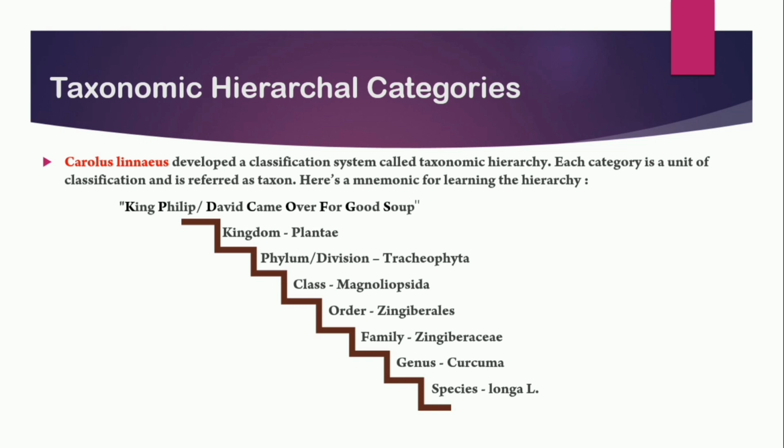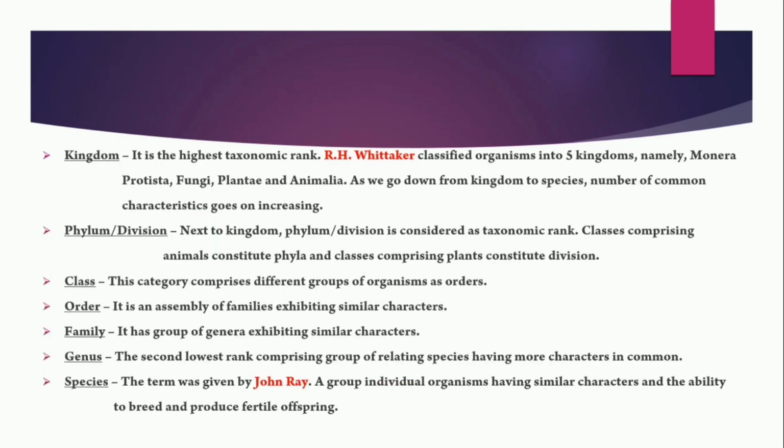Now, you must be thinking why I have written the second category as phylum or division. We use phylum if I am talking about animals, and we use division if I am talking about plants. So these two terms are according to plant and animal. Okay, now, what are kingdom, phylum, class, order, family, genus, species? We are going to learn one by one, and I am going to start from the species, from down to up.